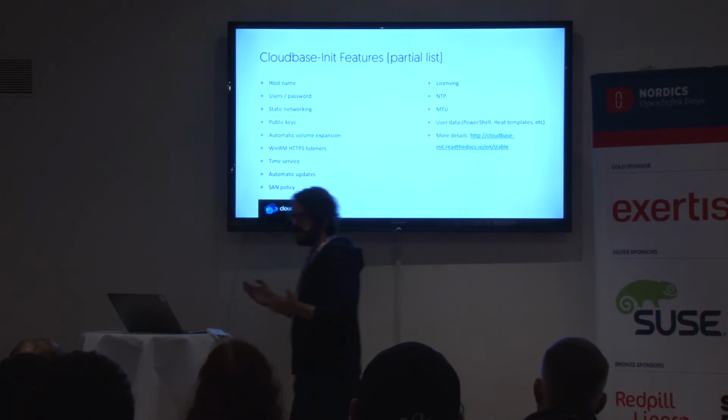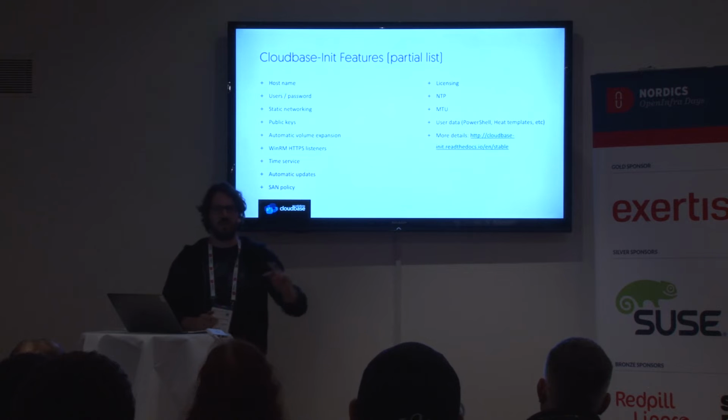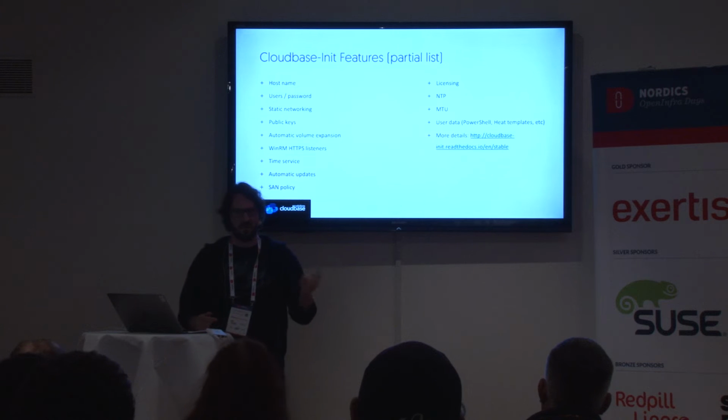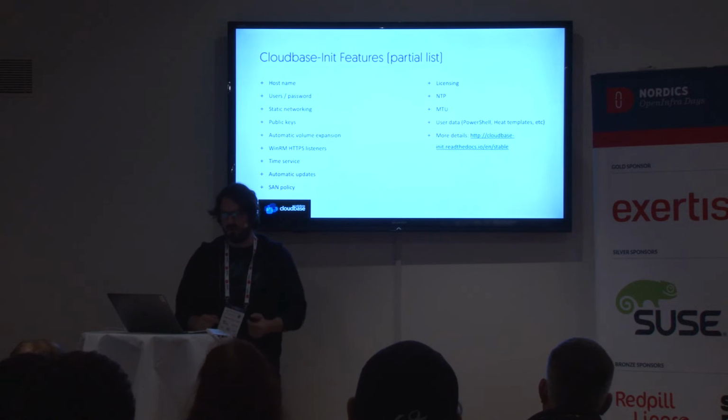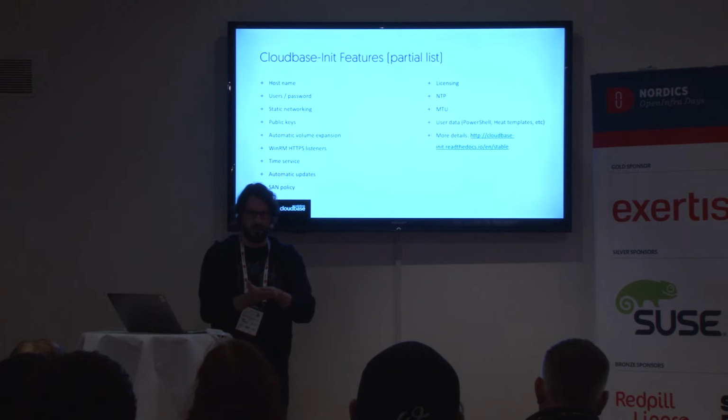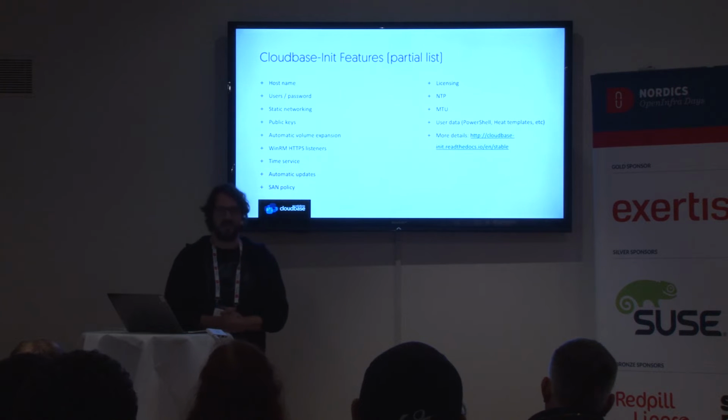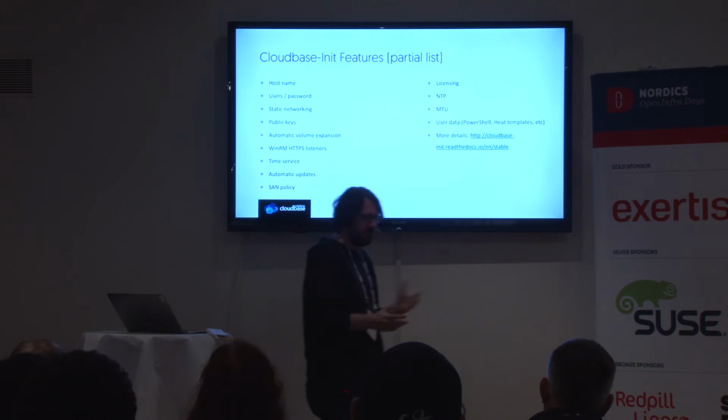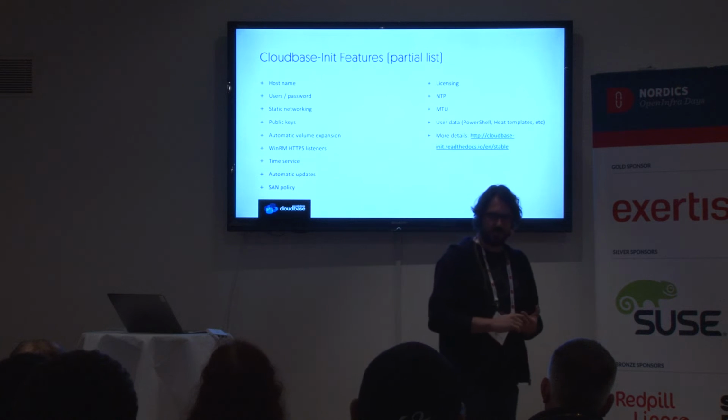What else? Automatic updates. Your machine needs to be updated, so Cloudbase-Init can configure that for you. Some policy is also needed for what to do when you attach an extra volume, because by default the volume doesn't do anything. You need to attach it and mount it so it's visible. Licensing, especially if you move machines around, they need to be licensed.